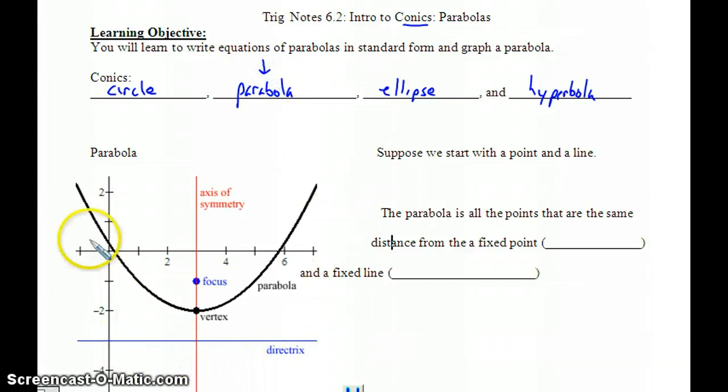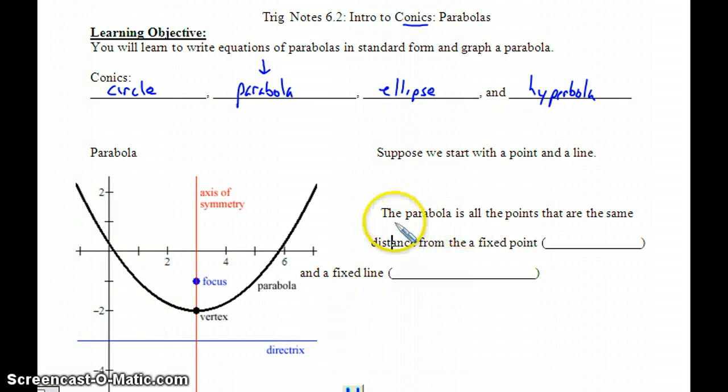So let's take a look at an example. Here's a parabola. It's a U-shaped graph. We're going to be talking today about when the parabola opens up and down, as well as if we have a parabola that's opening left and right. There's a couple of key terms that we need to talk about when we're dealing with the parabola.